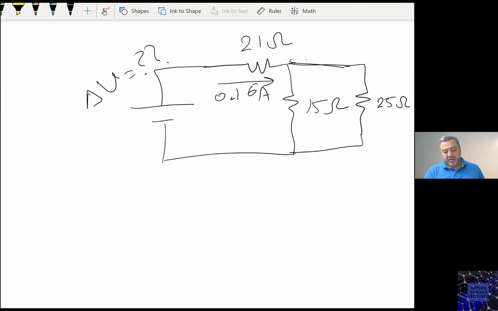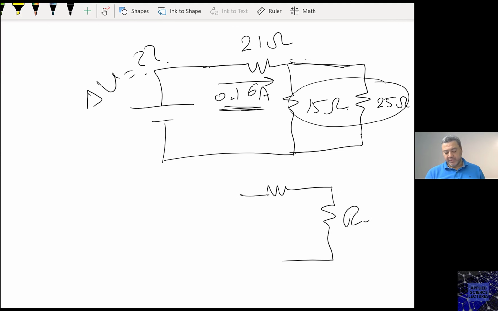We have the current going into this branch. Now, this current is going to split into those two branches. However, if I found the equivalent resistor for those two, then in this case, I can find the potential difference across here. We'll see how we're going to do this. So we have a 21, then I have R equivalent. I have the 21. I have the battery. So let's calculate R equivalent.